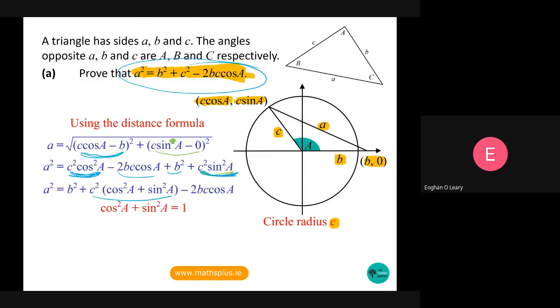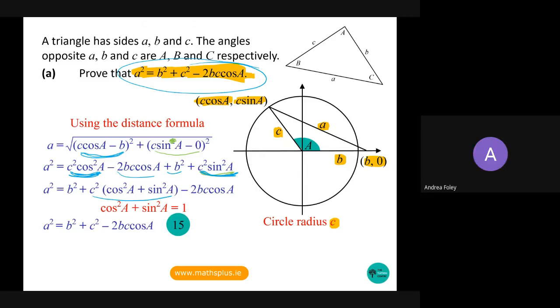We use as an axiom at this point the first of the trigonometric identities, that cos squared A plus sine squared A is equal to 1. We don't have to prove it, we just accept it as true. And we have our answer: a squared equals b squared plus c squared minus 2bc times cosine A. 15 marks.